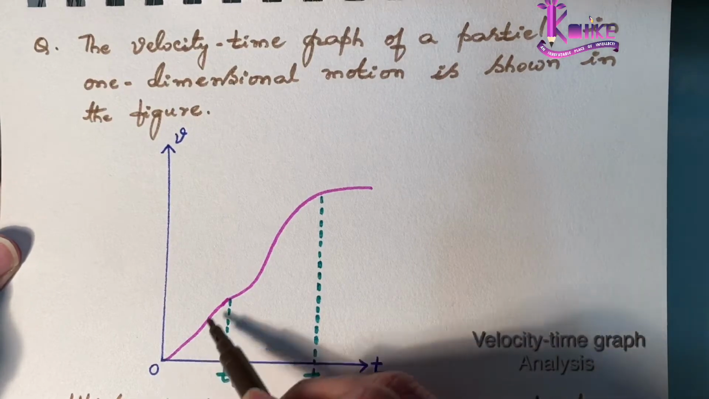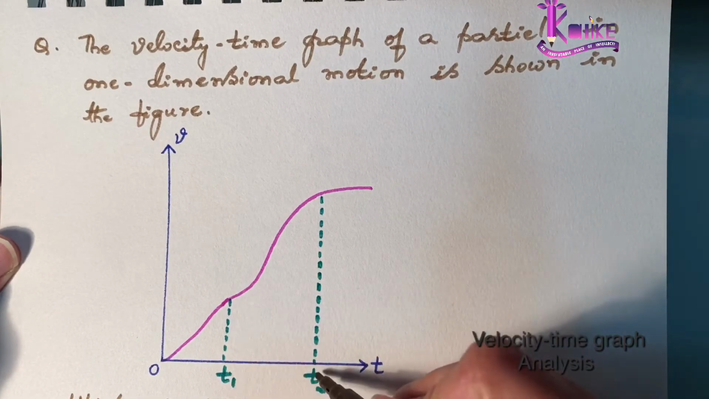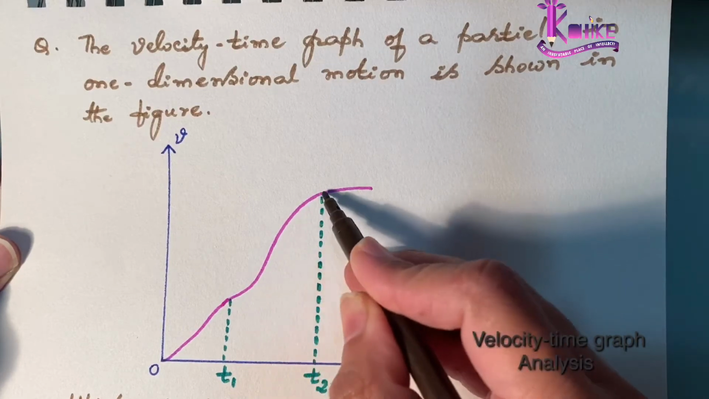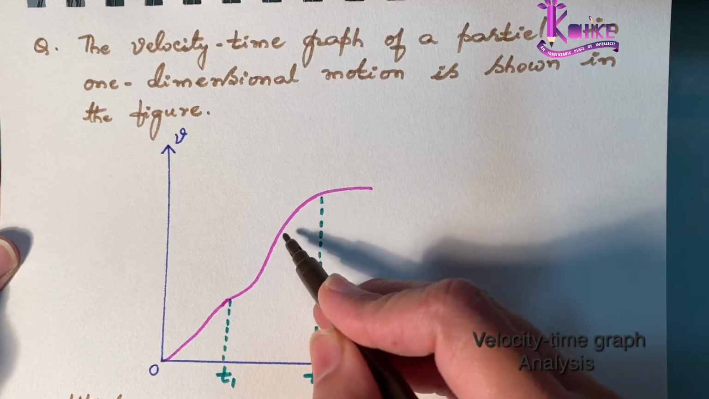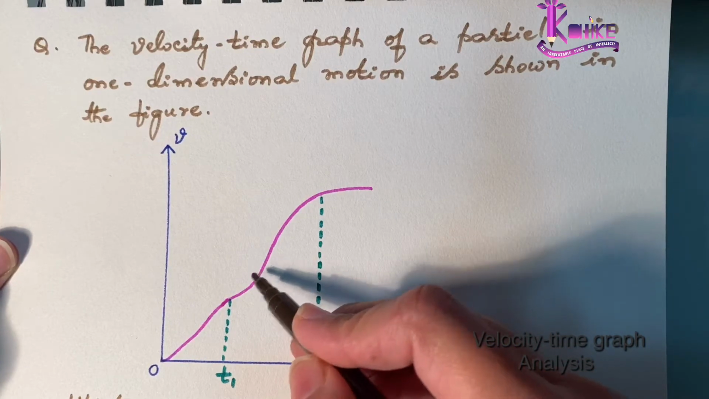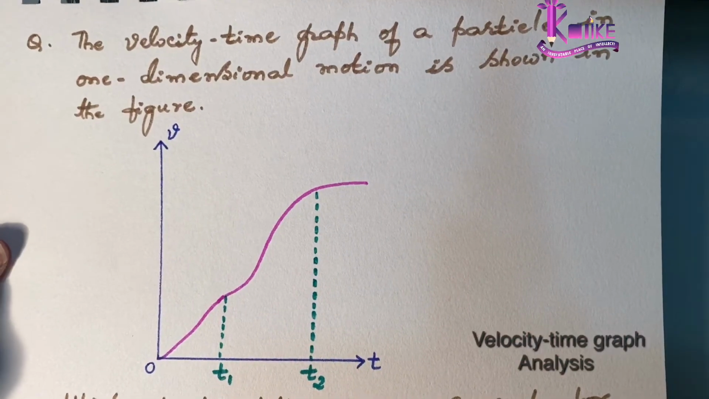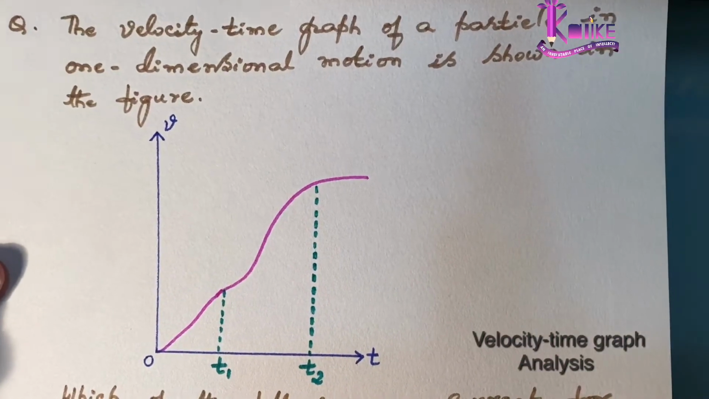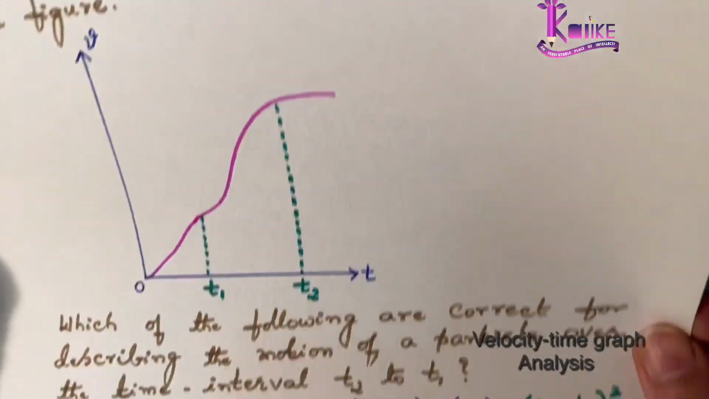From the graph you can make out that between the time t1 and t2, the motion is non-uniform. That means it doesn't have a constant velocity. It is moving with varying velocity, and hence it is under acceleration. So let's read what we have to find out looking at this graph.